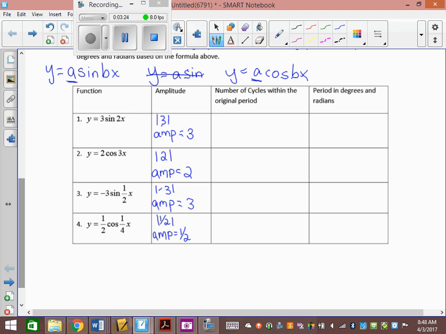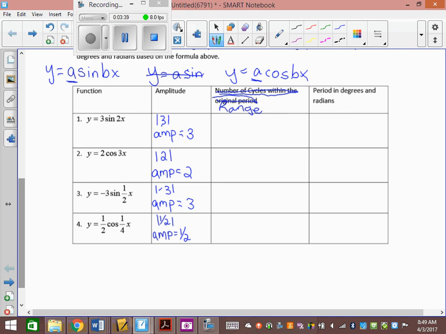We're not going to do number of cycles within the original period. I don't really care about that. I'm going to do range there. So I'm going to change this to actually be the range, but we'll do that after. For now, I want to do period in degrees and radians.